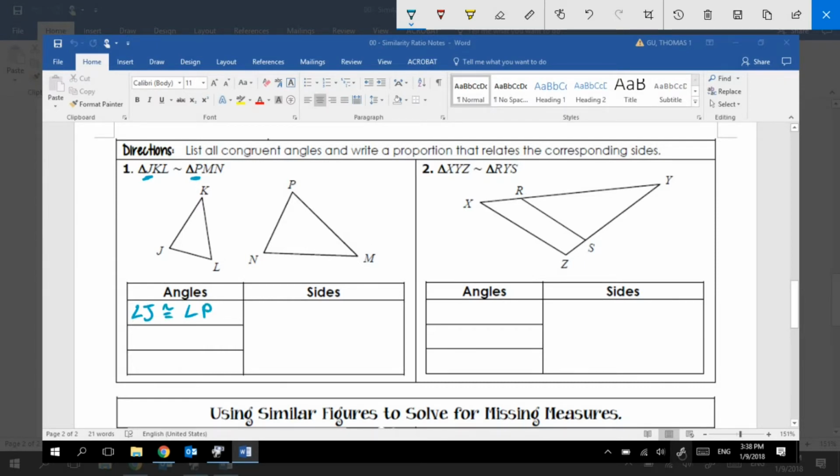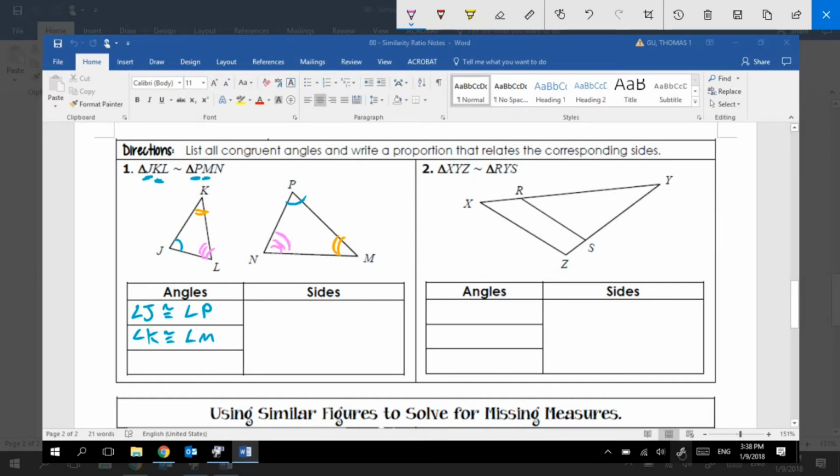Now, what else is there? Angle K is congruent to angle M. And I'll let you figure the last one out for yourselves, but here's a little hint. J is congruent to P, and K is congruent to M. And then L. Alright, there you go.